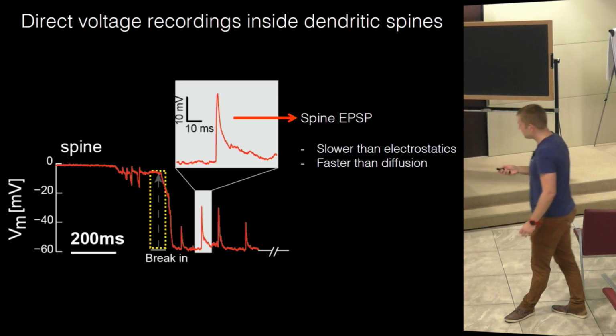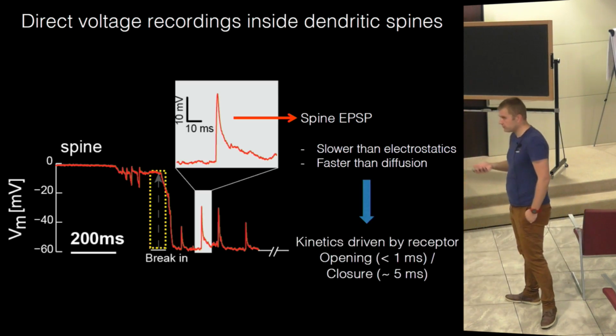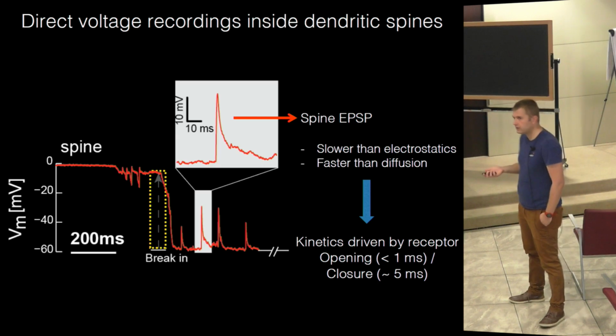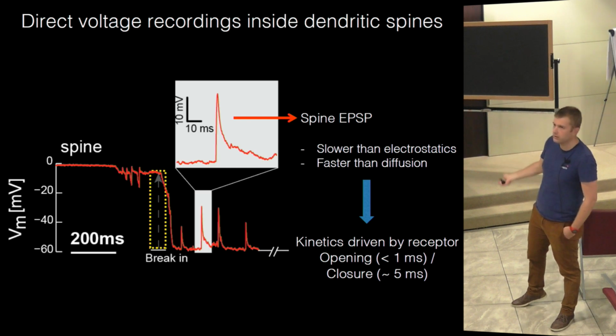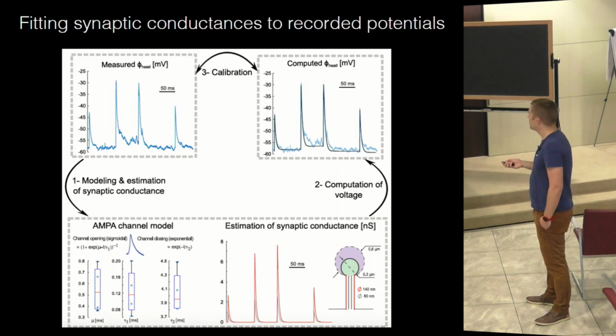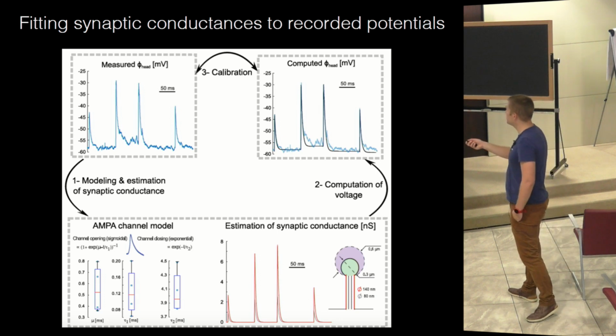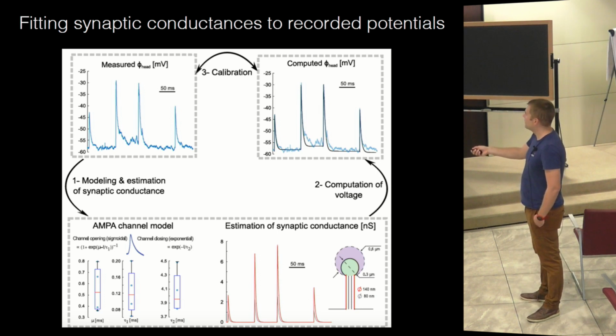So what happened? Our conclusion is that actually the kinetics you observe with this spontaneous activity is the kinetics of channels. This is the opening in less than a millisecond and the closure in less than 10 milliseconds. And so what we did is that we took this measurement, we did an estimation, a modeling of what would be the synaptic conductance. So we took a model with a sigmoidal opening and a mono-exponential closure. So we have three constants in the model, mu and τ1 for this sigmoidal opening, and τ2 for the closure.